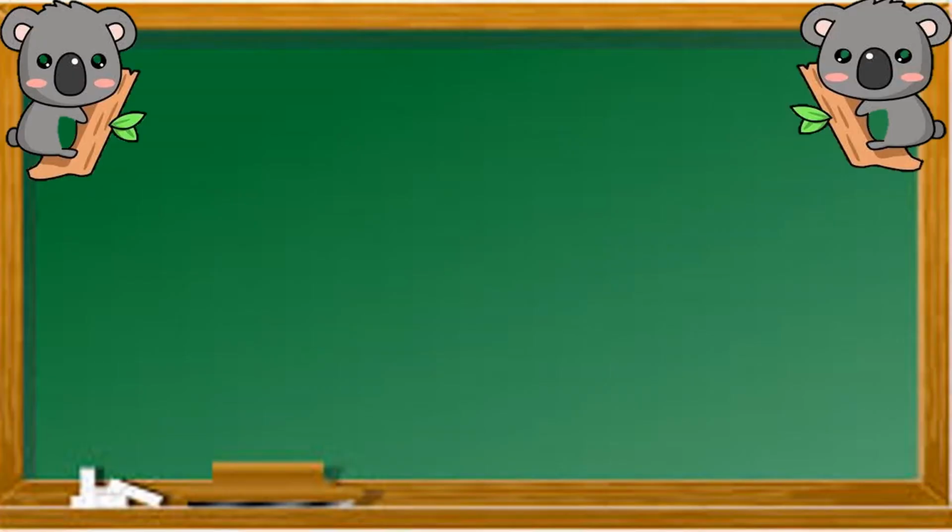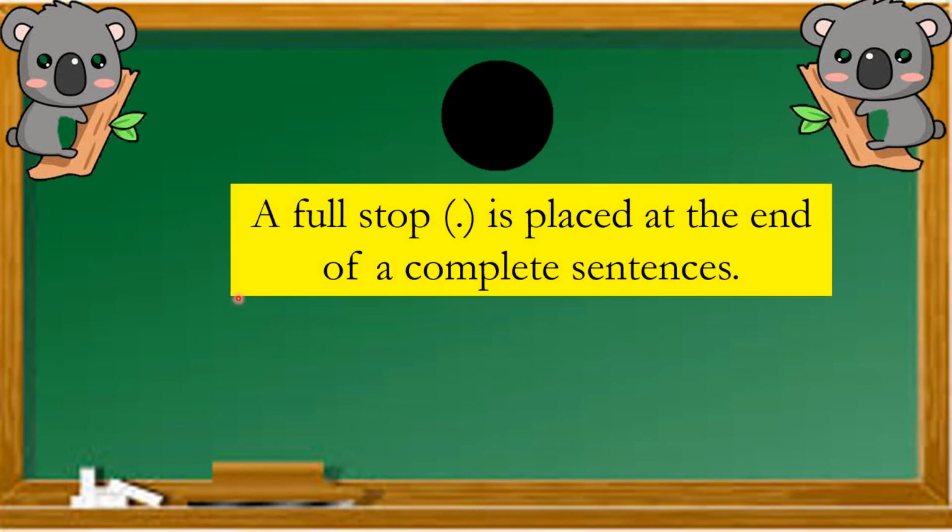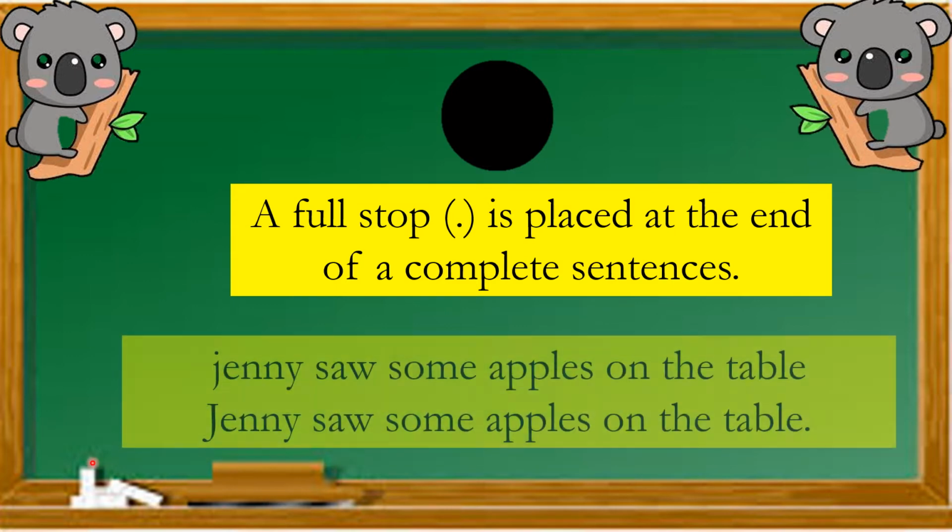Okay, we are going to see the first one, which is the symbol of full stop. This is the symbol of full stop. It's like a dot, a black dot. A full stop is placed at the end of a complete sentence. When you make a complete sentence, you have to put the full stop. Okay, let's look at the example.